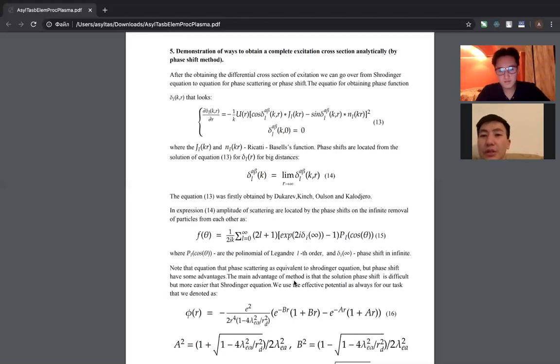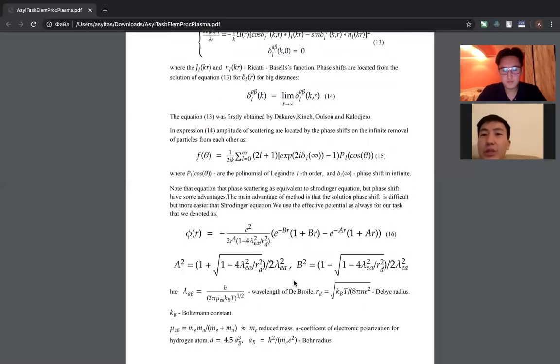So it is a Legendre polynomial of order l, and delta l is the phase shift at infinity. We should note that the phase equation is equivalent to the Schrödinger equation, but phase shifts have advantages. The main advantage of this method is that solving for the phase shift is difficult, but easier than the Schrödinger equation. So we can use the effective potential as always for our task.